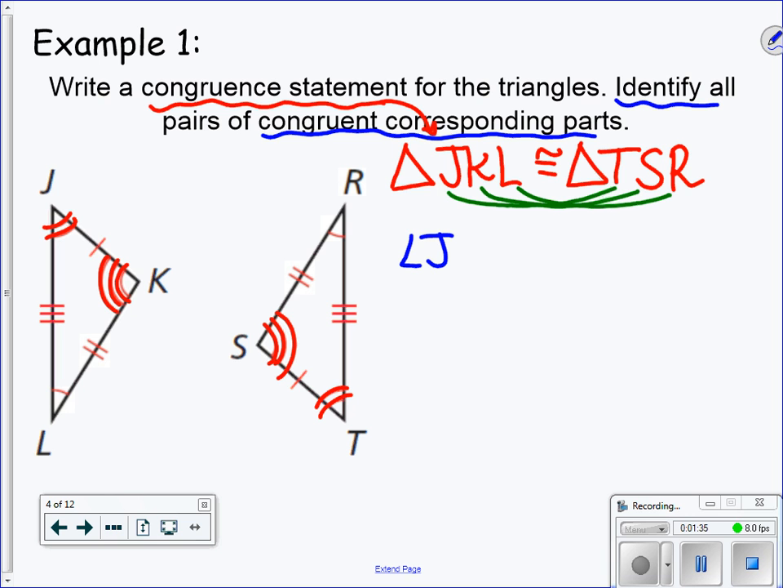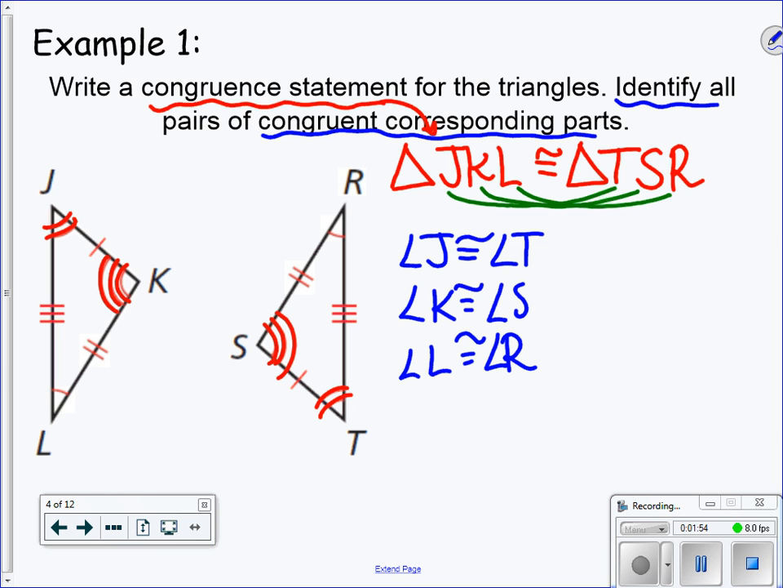Angle J, and you can get this from your congruence statement or you can get it from the picture. J is congruent to the other 2 arc mark, which was angle T. Angle K is congruent to angle S, and angle L is congruent to angle R. Okay, so that's 3 parts here. I said triangles technically have 6 corresponding parts because we also have sides too.